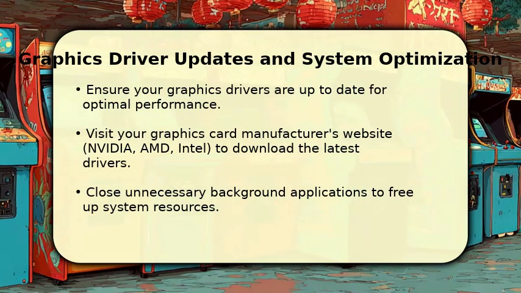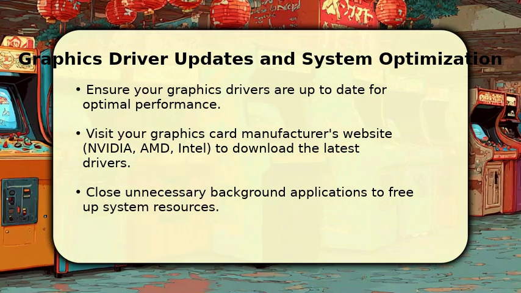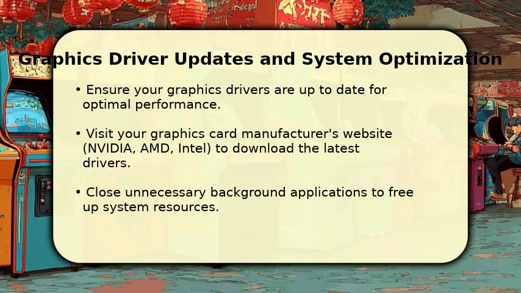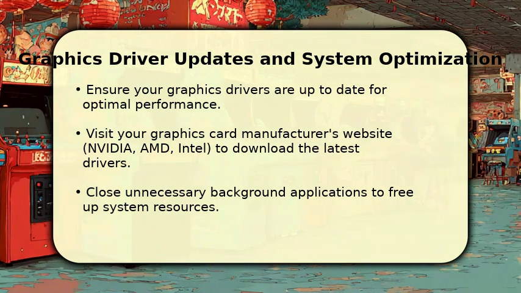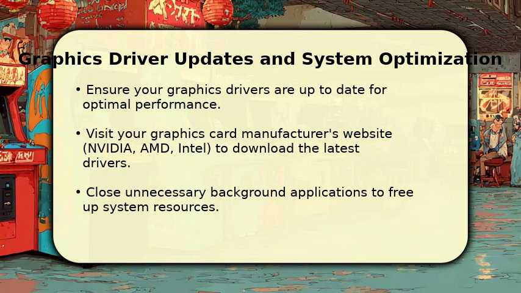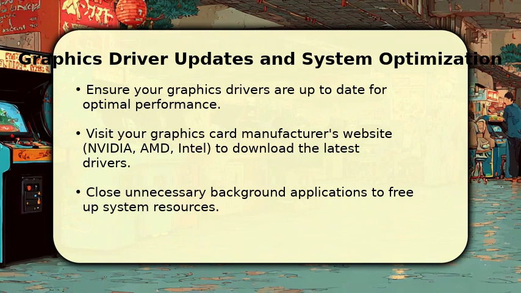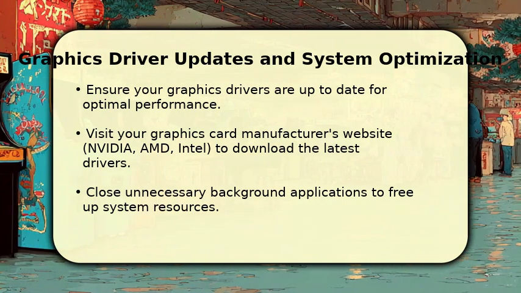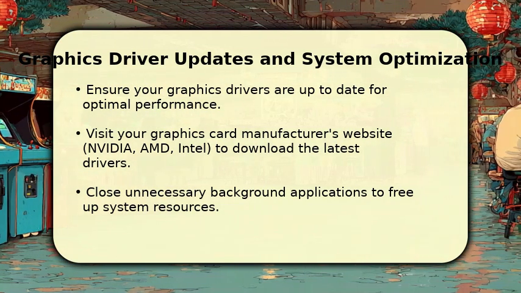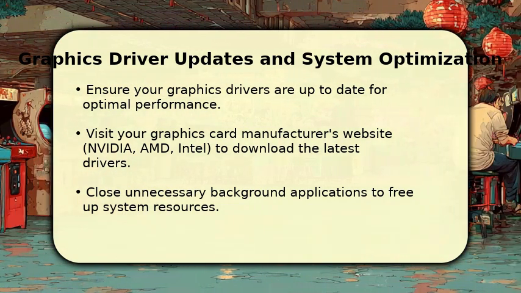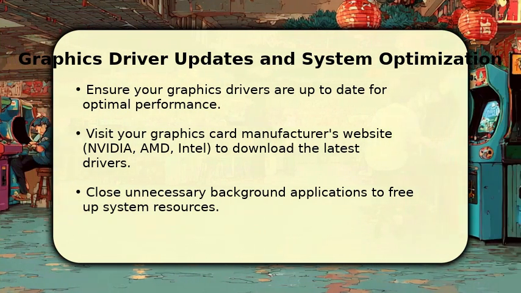Next, it's crucial to ensure your graphics drivers are up to date. Outdated drivers are a common culprit for visual glitches, including blurry textures. Visit your graphics card manufacturer's website, whether it's NVIDIA, AMD, or Intel, and download the latest drivers for your model. Additionally, close any unnecessary applications running in the background to free up system resources. This simple step can significantly improve your PC's performance and help Roblox render textures more clearly. Don't forget to check your power plan too.